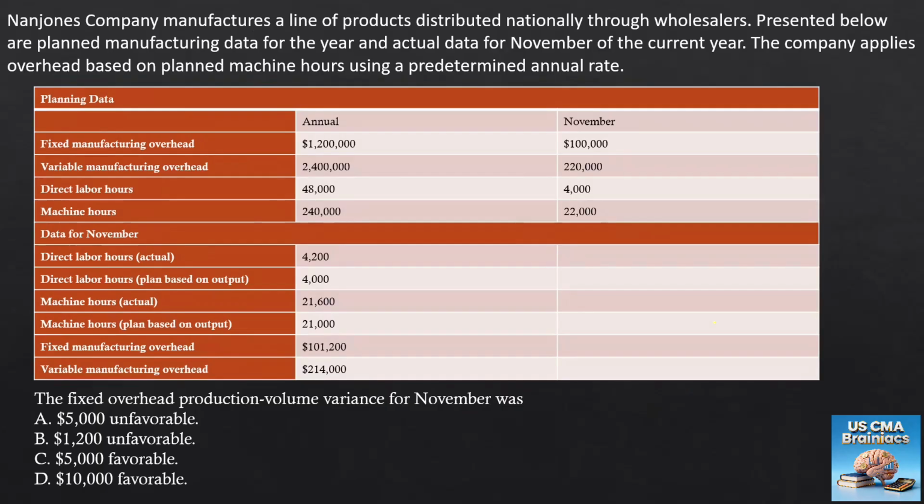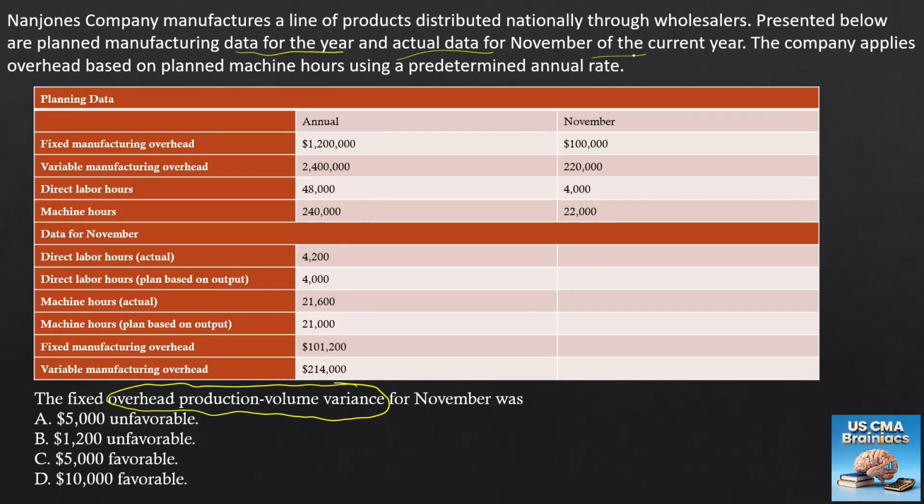Now let's change to production volume variances. What we solved last was spending variances, right? But now we have new MCQs on production volume variances. Let's start from the beginning. Nanjohn's company manufactures a line of product distributed nationally through wholesalers. Presented below are planned manufacturing data for the year and actual data for November of the current year. They provided the planned data for the whole year and the actual data for November.